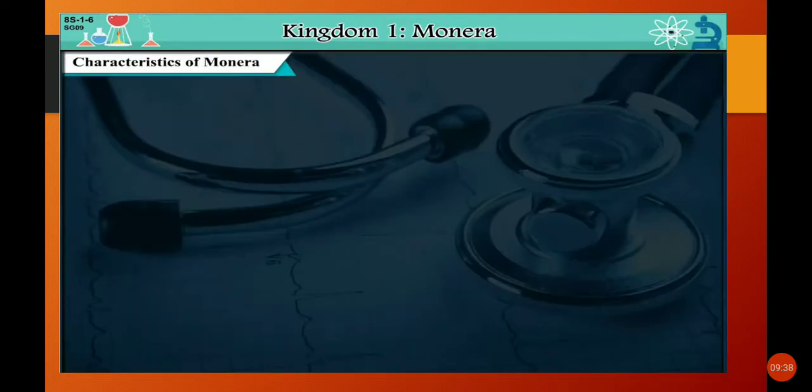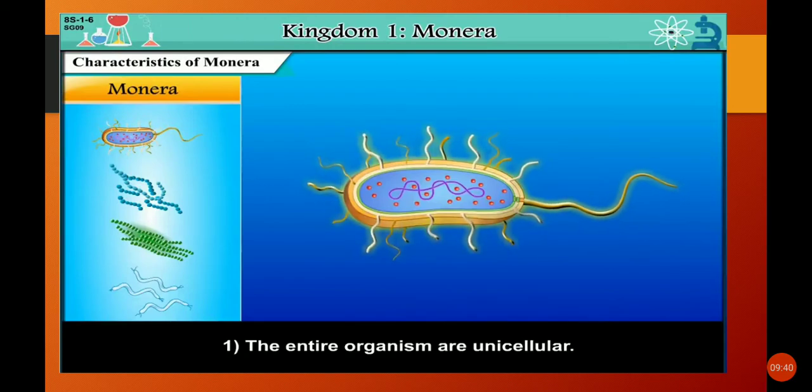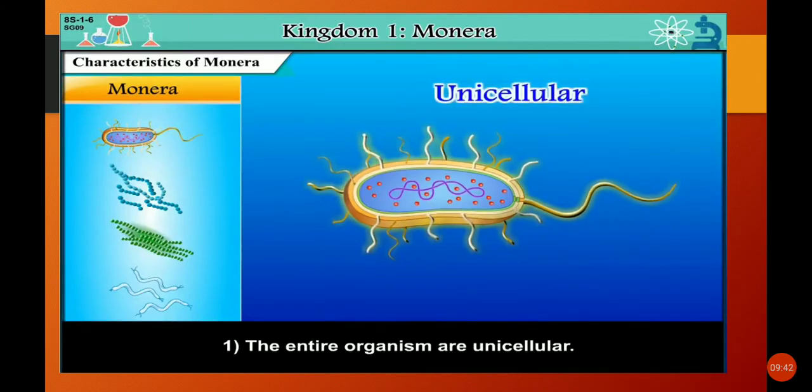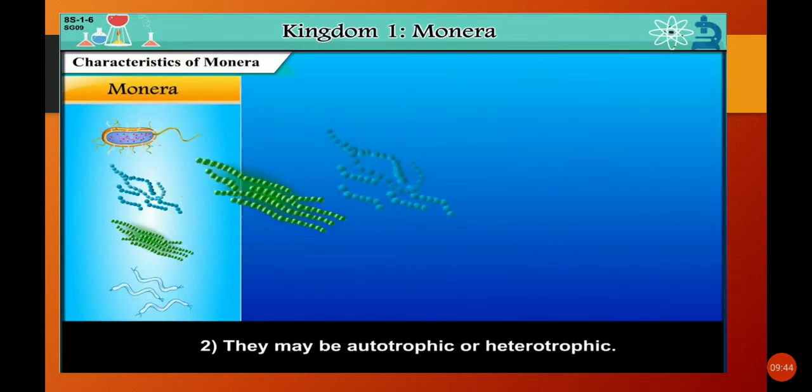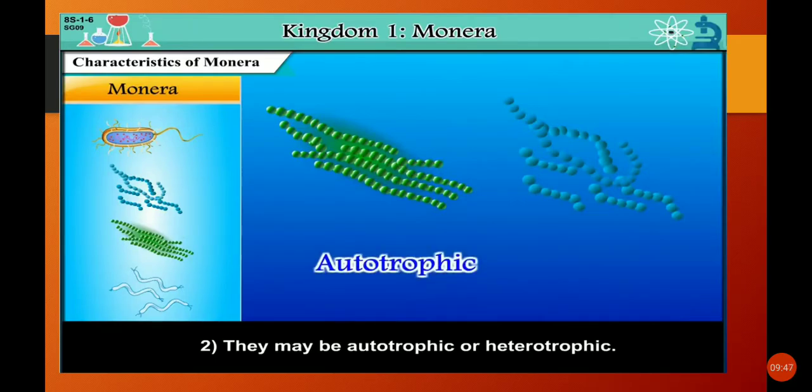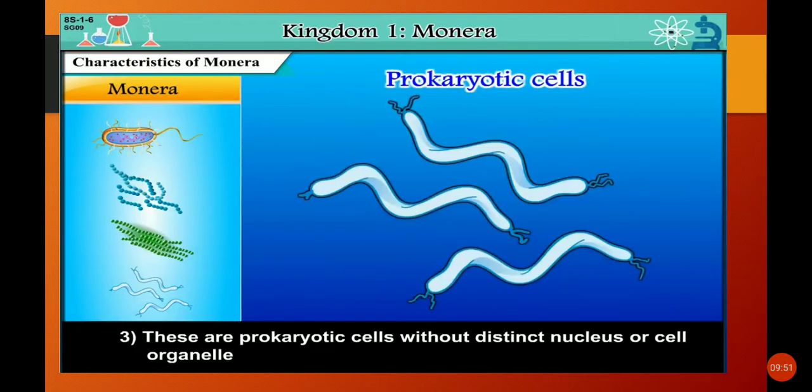Characteristics of Monera. 1. The entire organisms are unicellular. 2. They may be autotrophic or heterotrophic. 3. These are prokaryotic cells without distinct nucleus or cell organelles.